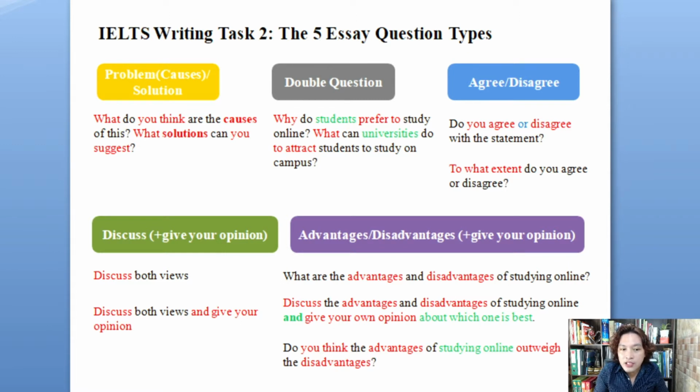Regarding the advantages and disadvantages of studying online, see the word "outweigh." Do you think the advantages are heavier than the disadvantages? Do you think there are more advantages of studying online than disadvantages? That's basically what it means. So you need to put that into your writing. You need to be clear as well. You need to compare and contrast.